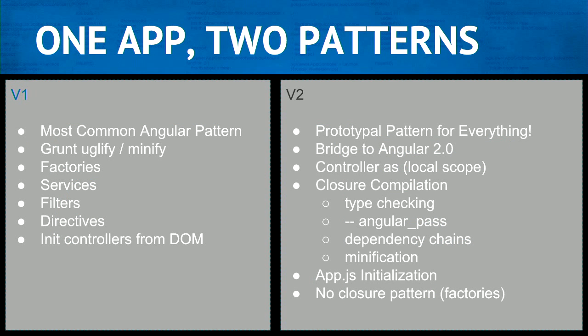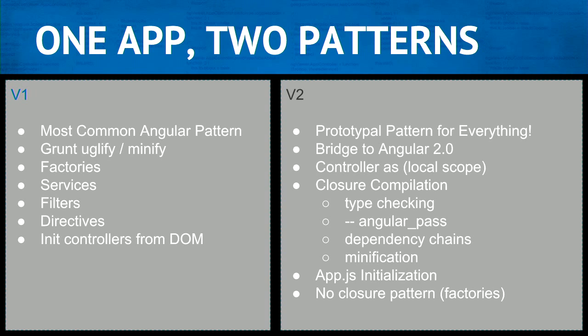All right. So again, let's review. We've got one app. I've got two patterns. The V1 is the most common. It's like what you see on the AngularJS.org website. And we have the second pattern too, which is prototypal for everything. And as far as I understand, the second pattern that leverages controller-as is also a bridge to Angular 2.0. So if you're going to look forward and make decisions about what kind of patterns to use, I'd highly urge to use V2.